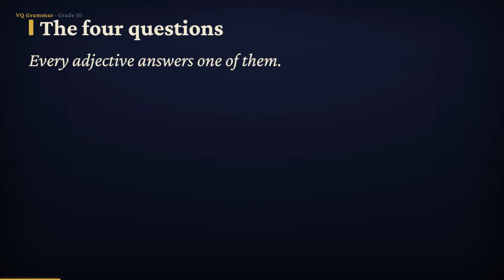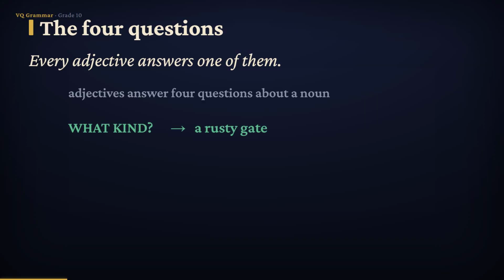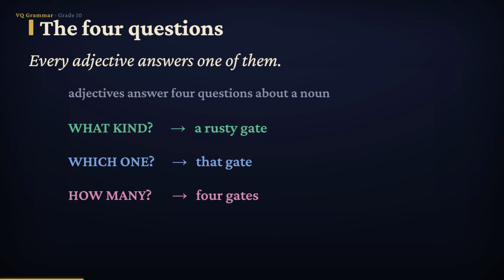Here is the most useful thing you can carry out of this lesson. Adjectives answer 4 questions about a noun. Question 1. What kind? A rusty gate. Rusty tells you what sort of gate we mean. Question 2. Which one? That gate. Now you know exactly which gate on the whole street. Question 3. How many? 4 gates. That's a count. And question 4. How much? Little patience. That measures an amount you cannot count on your fingers.